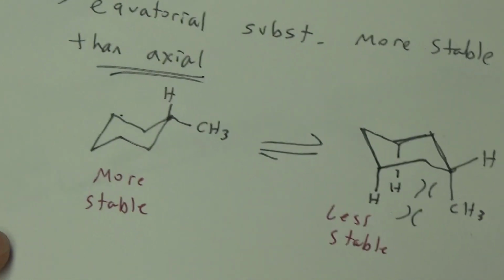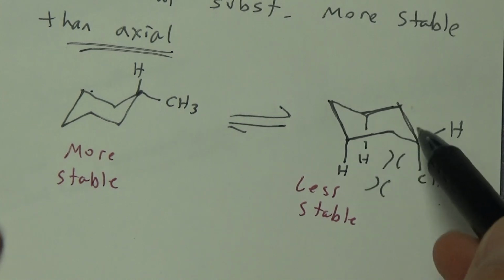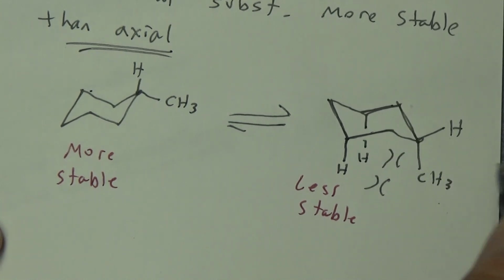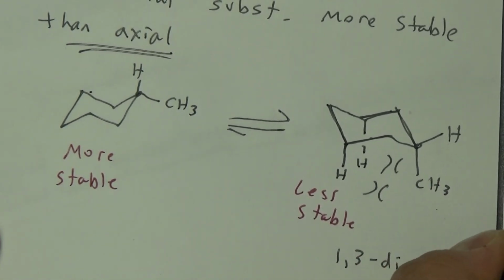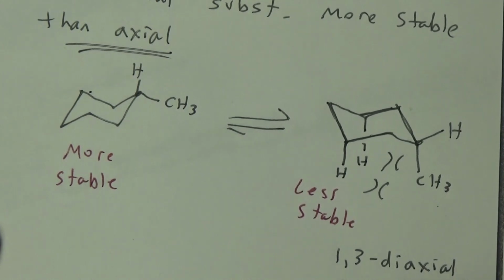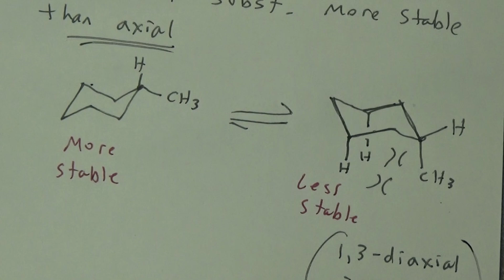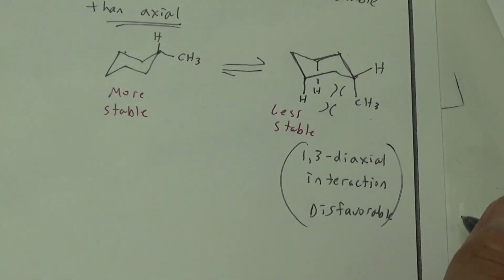This is given a name because of where the CH3 is: 1, 2, 3, 1, 2, 3. The name, as you might guess, is a 1,3 diaxial interaction, and it's disfavorable. 1,3 diaxial interaction, and that's disfavorable.